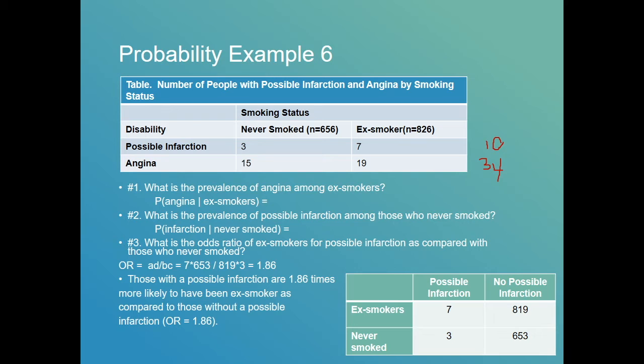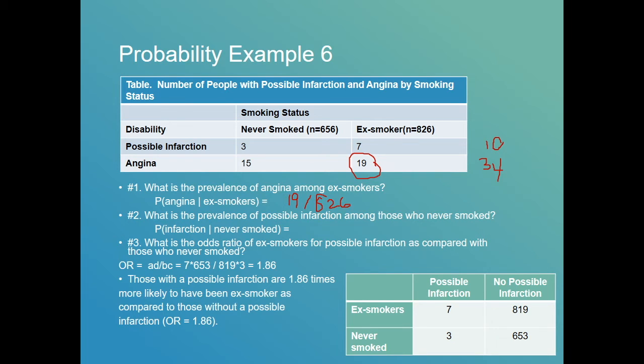So we want to know the prevalence of angina among ex-smokers. So angina, total number of people with angina. Oh, but we just want to know among those who are ex-smokers. So we probably didn't even need to add those together. So 19, the possibility of having angina is 19, given that we're an ex-smoker, 826. So if we divide 19 by 826, we'll have that answer.